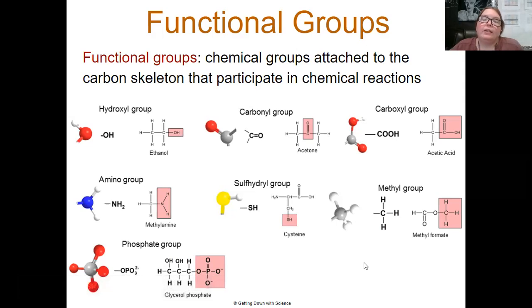I'm not expecting you to memorize the molecules like the acetone, cysteine. I'm not expecting you to memorize those. But you're going to need to know that carbonyl is CO, carboxyl is COOH. Be expecting that on the Unit 1 test. Just putting that out there.